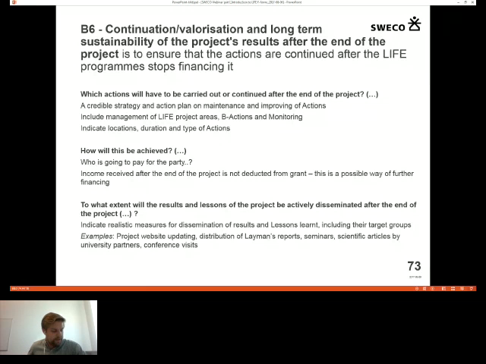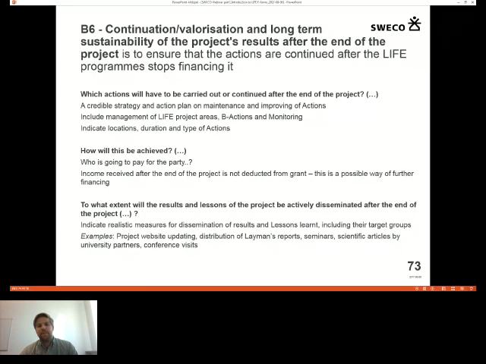The last question is a bit longer. To what extent will the results and lessons of the project be actively disseminated after the end of the project to those persons and or organizations that could best make use of them? And here they want you to include a list of the different organizations, the different target groups. This is to make sure that also after the end of the project, the results continue to be disseminated, that the study visits continue, for example, that other organizations have the opportunity to come there. And you need to somehow indicate some realistic measures for making this happen.